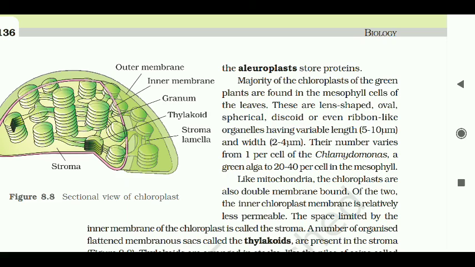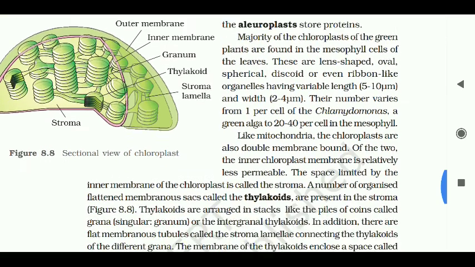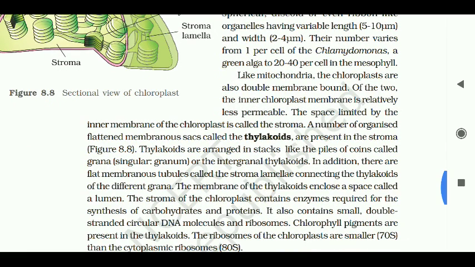Of the two, the inner chloroplast membrane is relatively less permeable. The space limited by the inner membrane of the chloroplast is called the stroma. A number of organized flattened membranous sacs called the thylakoids are present in the stroma. Thylakoids are arranged in stacks like piles of coins called grana, singular granum, or the intergranal thylakoids. In addition, there are flat membranous tubules called the stroma lamellae connecting the thylakoids of the different grana. The membrane of the thylakoids encloses a space called a lumen.